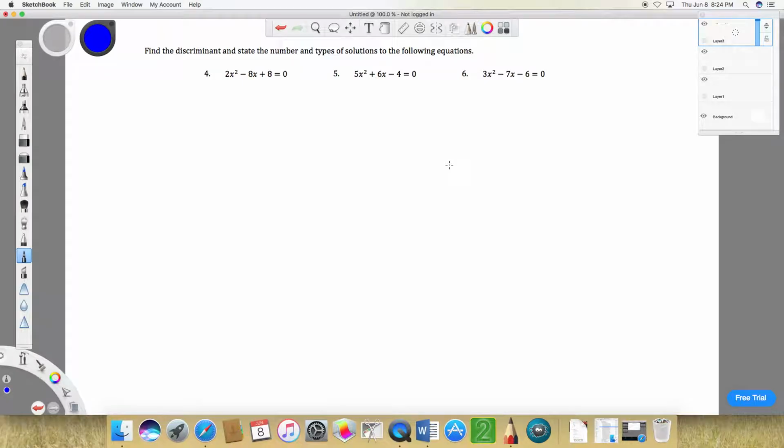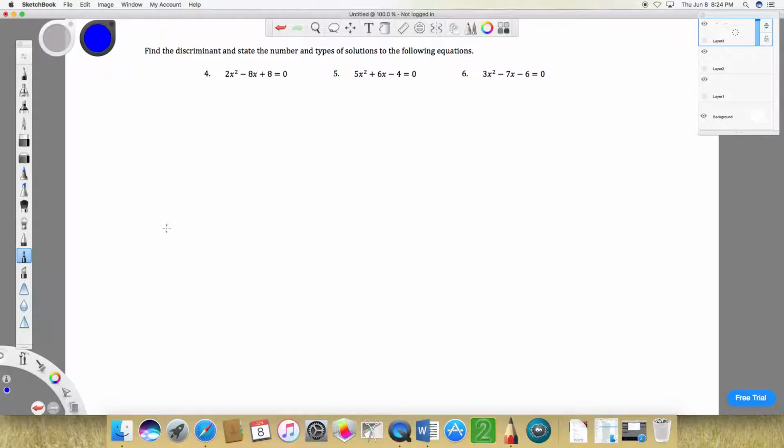Let's take a look at these three problems. We want to find the discriminant and state the number and type of the solutions for each of these following equations. The first thing that I notice about all of these is that they're already in standard form for us, so they're ready for us to identify A, B, and C, and then to use the formula for the discriminant. Now, what is the formula for the discriminant?